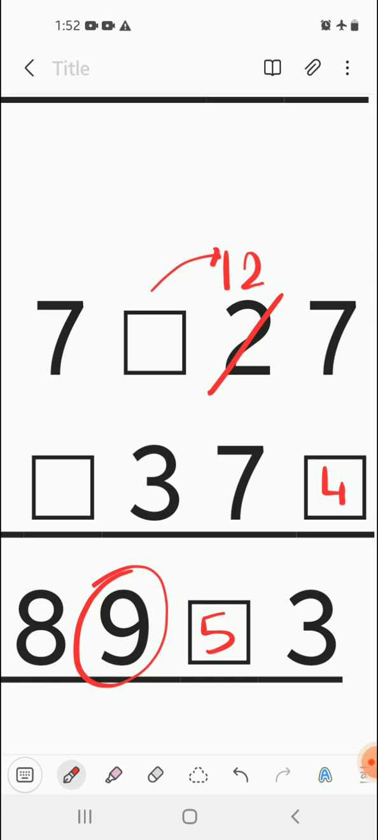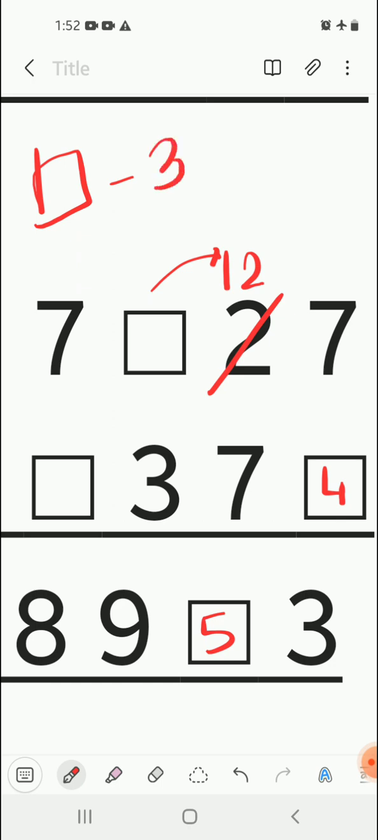Anything minus 3 can't be 9. Now think of a number, and from here if we subtract 3, we get 9. Now think of a number in this position. It will be, add these two numbers, 9 plus 3, 12. Right? So 12 minus 3 can be 9.